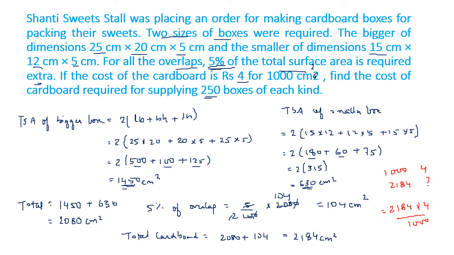I want how many boxes? 250 boxes. So I'll multiply by 250. So directly I get rupees 2184 for 250 boxes of each kind. Now why did I do it only with 250? Because I have taken the total of both the boxes here and I have counted them together. So the total cardboard needed I have counted and got the answer.